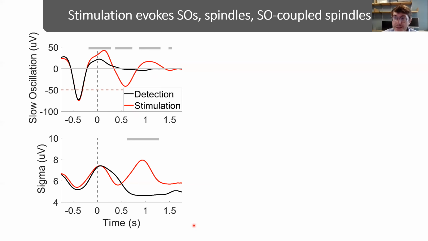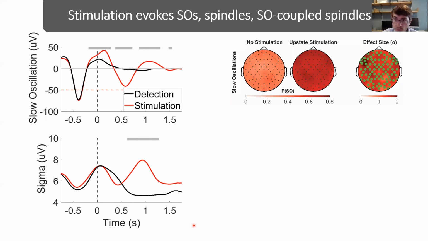So based on the power in these bands, we're increasing the target of what we want to increase. But we actually wanted to detect these oscillations because we think, and we found, that these discrete oscillations actually correlate with memory. So here I'm showing the probability of evoking these oscillations, starting with the slow oscillations with no stimulation versus upstate stimulation.